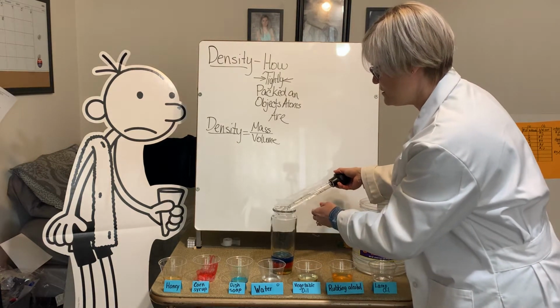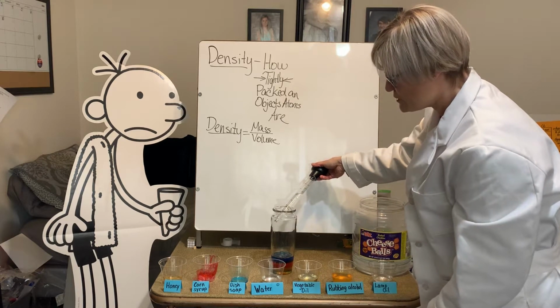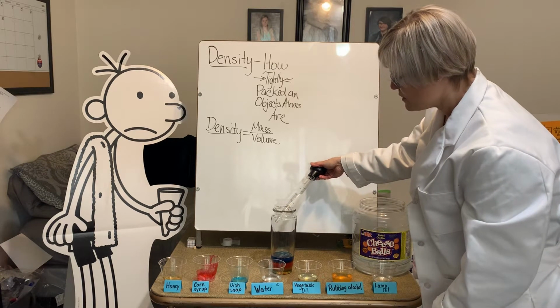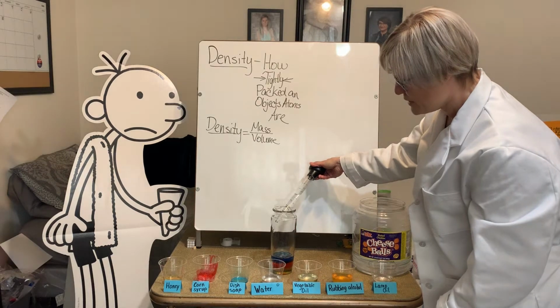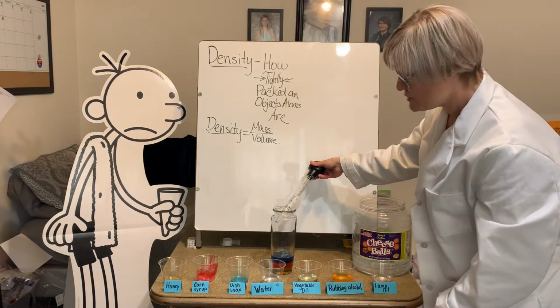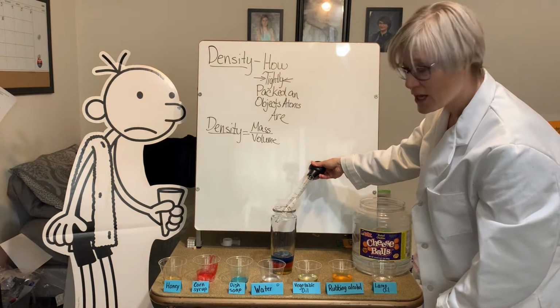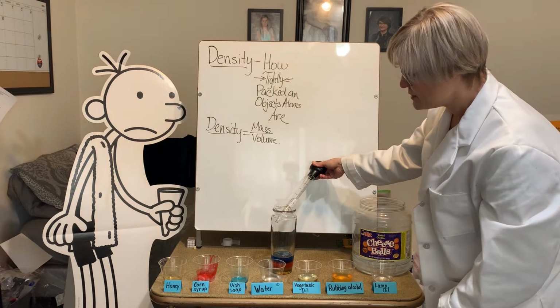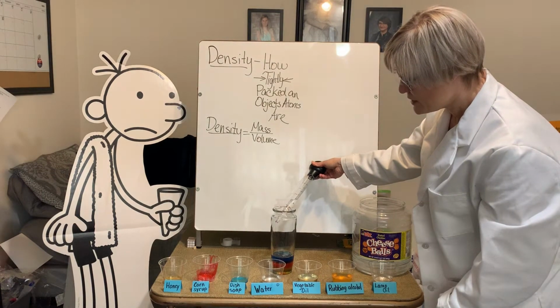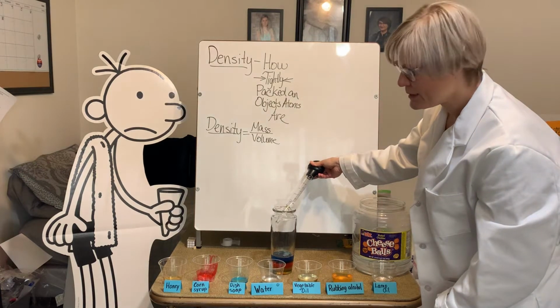Take it over here to the side and dribble this in slowly so that I can see the layering of the water. So right now, I've noticed that the honey is staying at the bottom. So far, the honey is the most dense thing that I've put into my layer salad, my density layer salad.